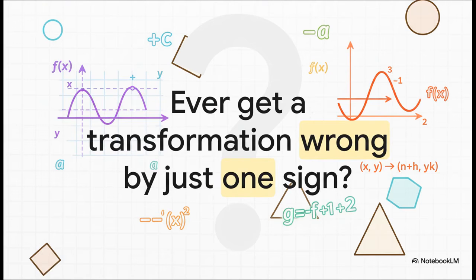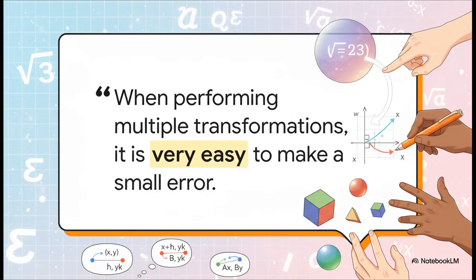All right, be honest with me for a second. Has this ever happened to you? You've done all the hard work, you totally get the concept, but your final graph is shifted left when it should be right, all because of one tiny sign. It is so frustrating, right? And trust me, you are not alone in this. It's so common that even the textbooks admit it.